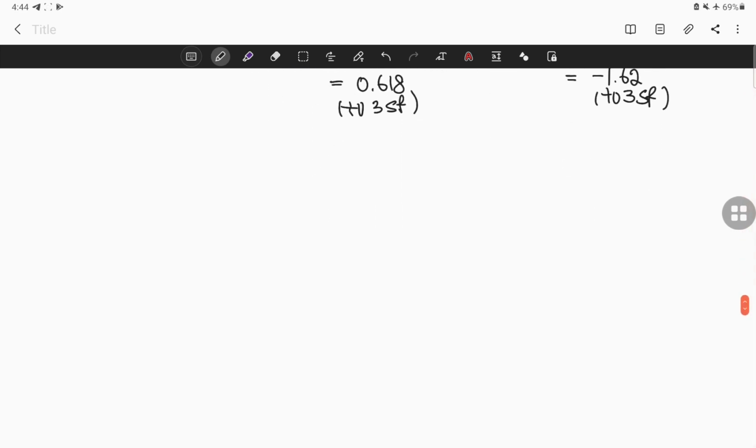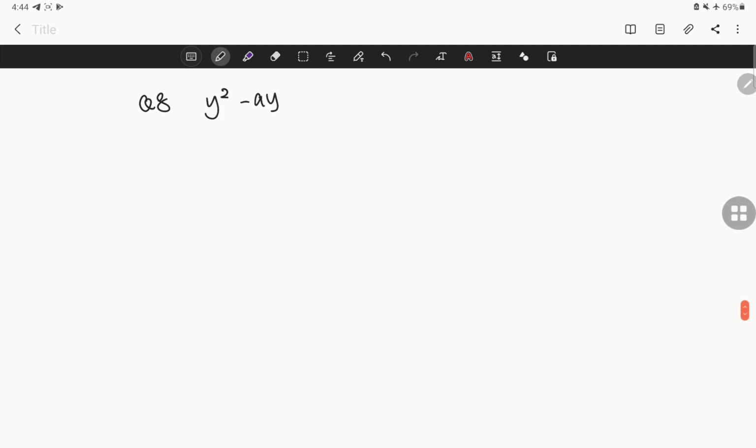Let's move on to the last question, question 8. In question 8, we are given this equation: y squared minus ay minus 6 equal to 0. Some of you use the formula to solve this equation, to solve for the value of y. However, you can also do this using completing the square. So let me show you both of the methods. The first method is to complete the square.